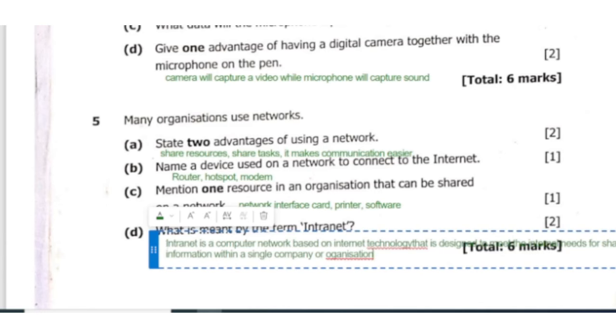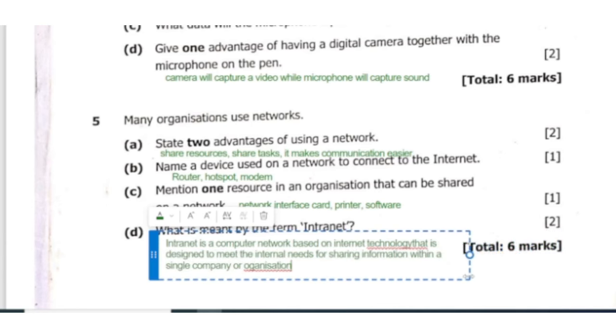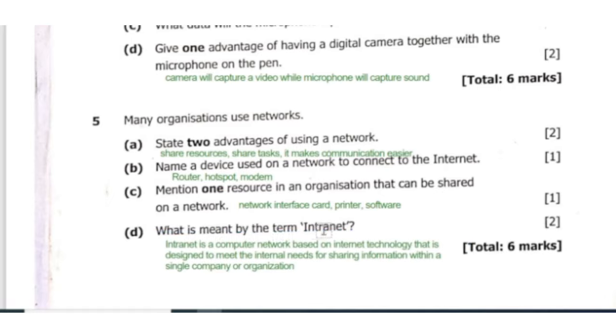Okay, so we're saying intranet is a computer network based on internet technology that is designed to meet the internal needs for sharing information within a single company or organization. So that is the correct answer. What is meant by the term intranet? Intranet is a computer network based on internet technology that is designed to meet the internal needs for sharing information within a single company or organization.